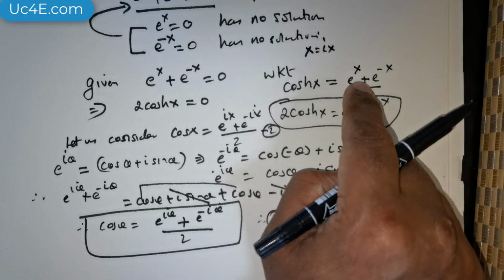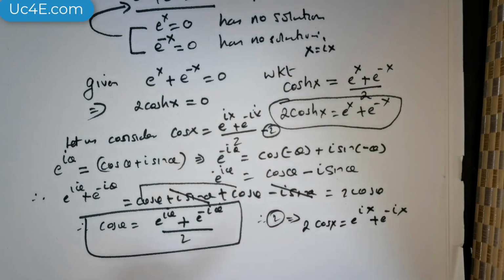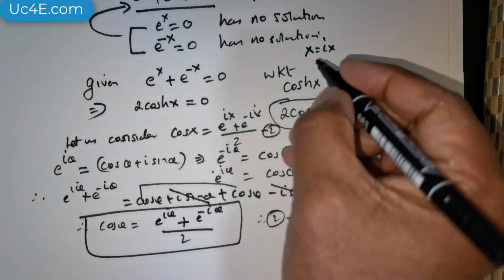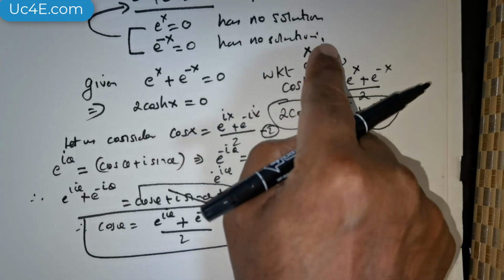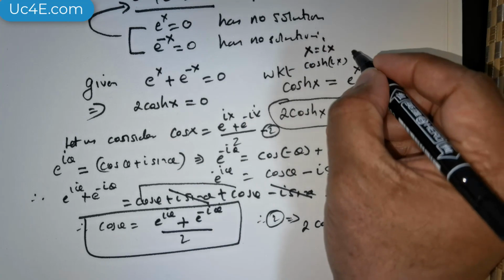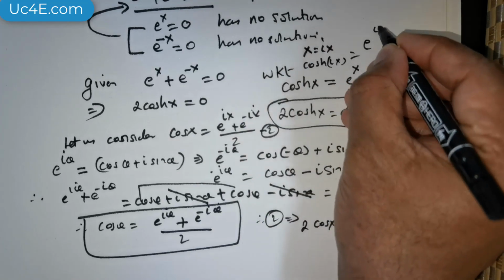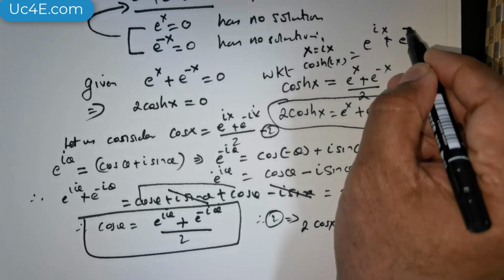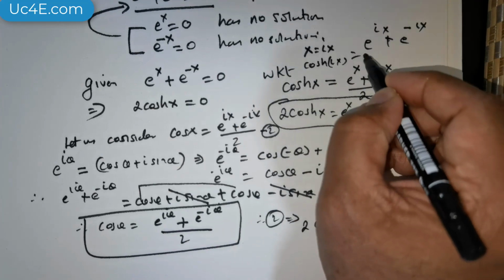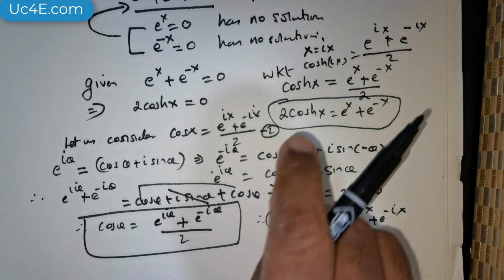How will the system change? Let me just place the information and show it to you. So this is going to be cos of ix. In place of x, I am substituting I times x. This is going to be e raised to the power of ix positive e raised to the power of negative of ix. You got a 2 there, so place the 2 there.